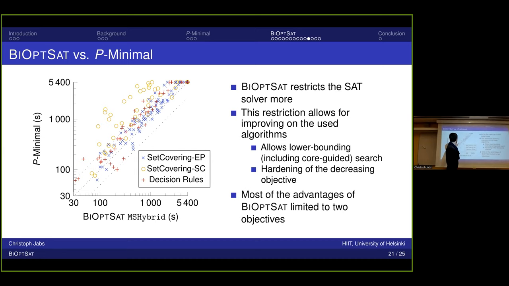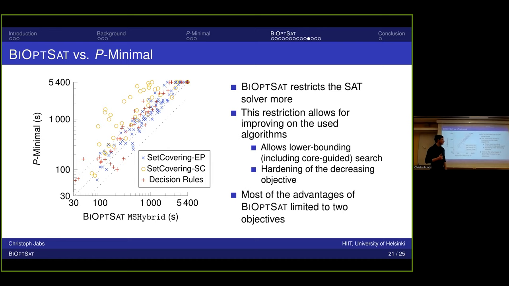Here are some more thoughts. As I was saying, BiOptSat does restrict the subsolver more. However, due to these restrictions, we can do things like lower bounding search and hardening of the decreasing objective as well. So instead of just doing that as assumptions, we can actually add it as unit clauses because we know those constraints will only get tighter.